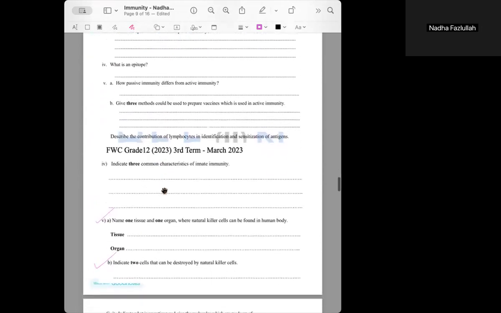Okay, then name one tissue and one organ where natural killer cell can be found in the human body. Tissue, you can write blood. So blood is a connective tissue. It's a tissue. You can write blood. And for organ, you can write spleen.